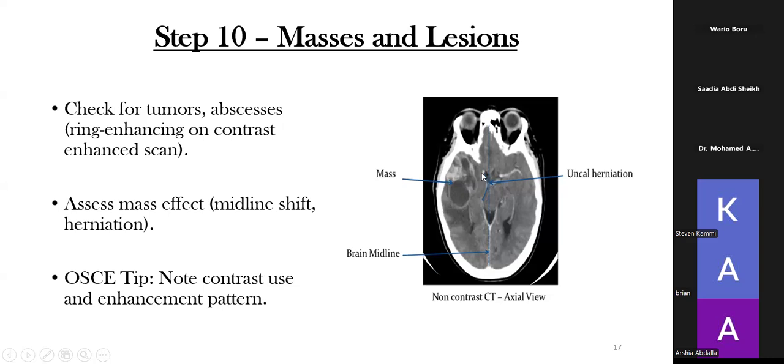Then there's something that we call uncal herniation, where the uncus herniates from there. Like this side, you have a right uncal herniation. Then discuss, is there a midline shift? Is there herniation? Then is this a contrast scan or not? So for example, in a contrast scan, you compare a pre-contrast and a post-contrast, and you'd see this becomes, as an example, what you call a ring enhancing lesion. And you see the enhancement pattern.